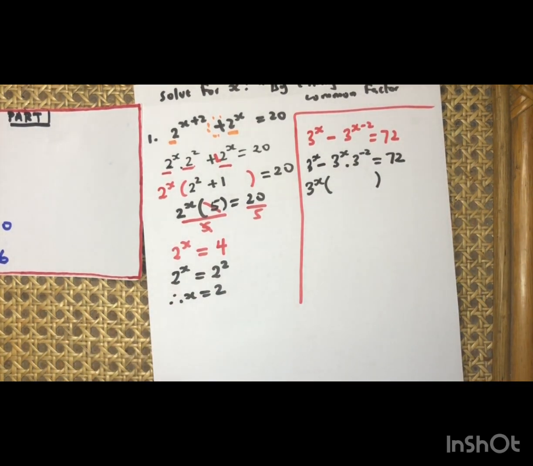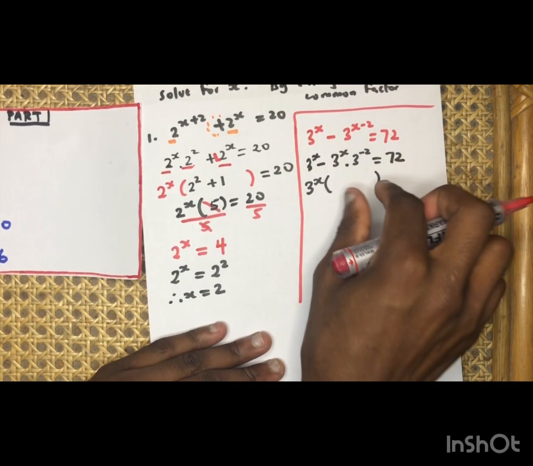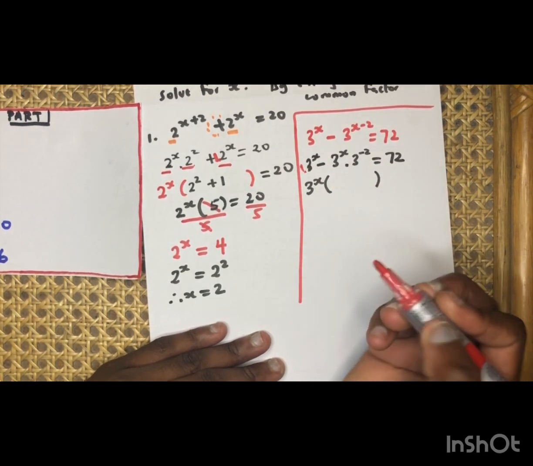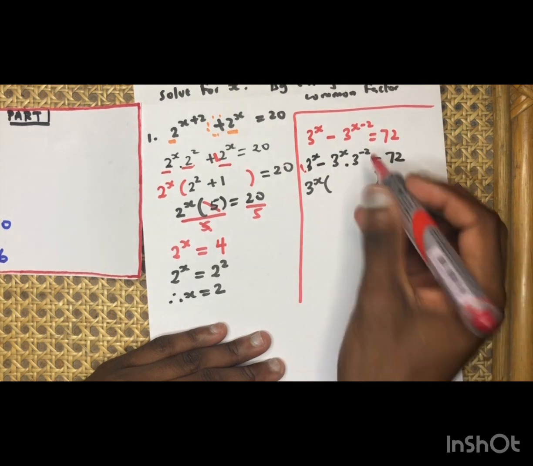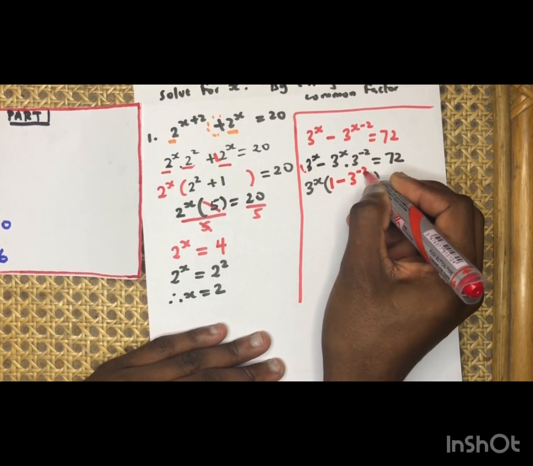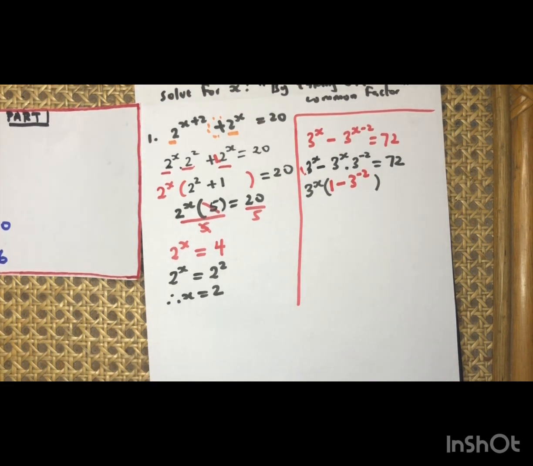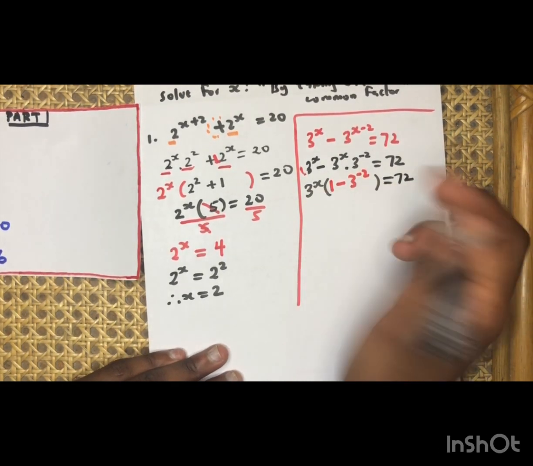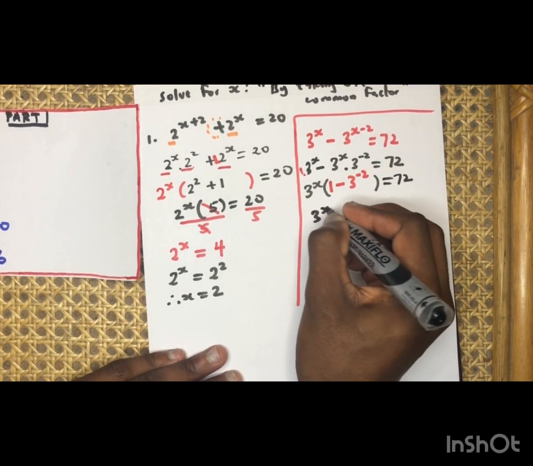So we're having two terms here. I must have two terms inside the brackets. So the coefficient here was 1 because our coefficient was not common. So I have 1 inside minus 3 to the power negative 2, equals 72. Remember, you have to simplify whatever you have inside the brackets.